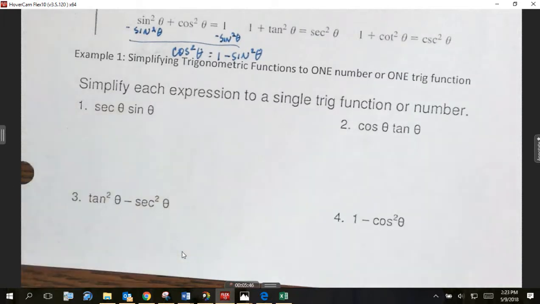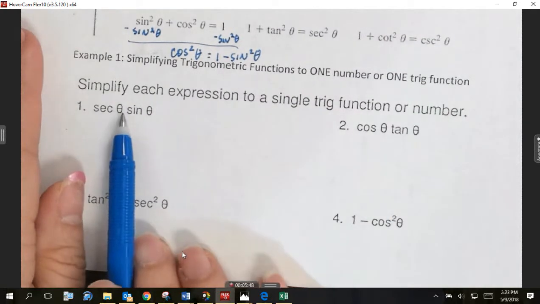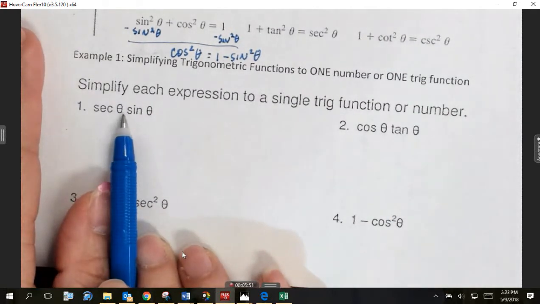So I have secant theta, sine theta. What operation is in between these? Yeah, multiplication.